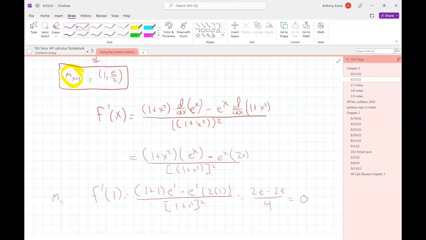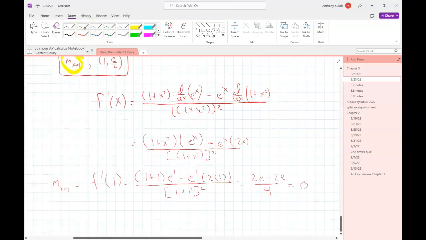Hey! The slope for my tangent line is just 0. It's cool, like that's the easiest tangent line to write. How do I write the equation for my tangent line if the slope is 0? It's just going to be the horizontal line that goes through the y-coordinate of that point. That's it.